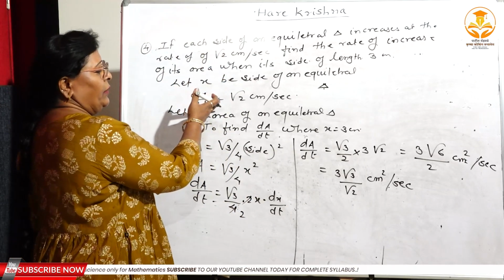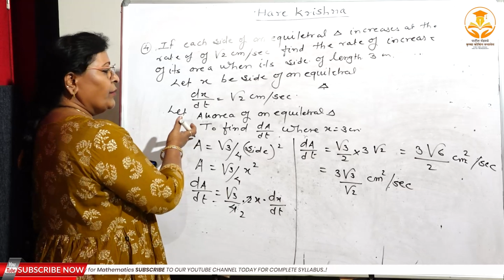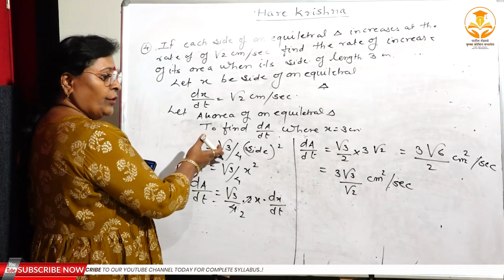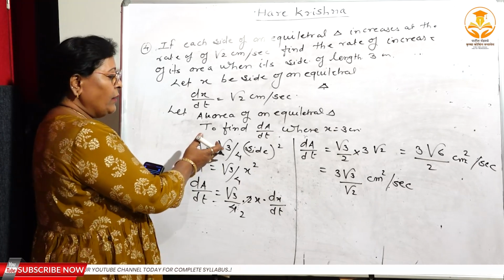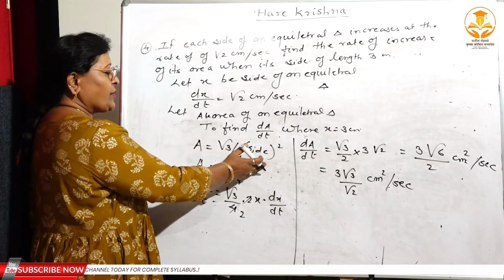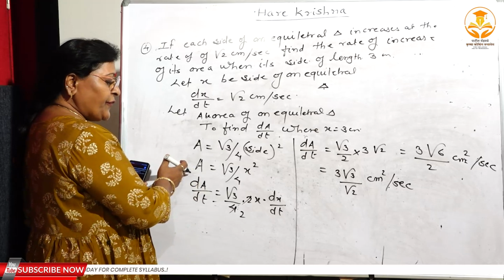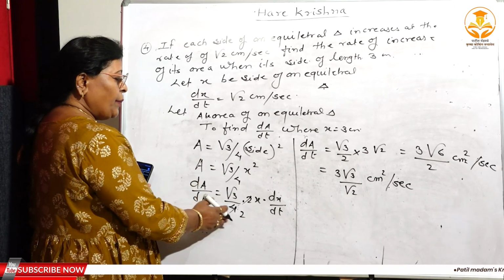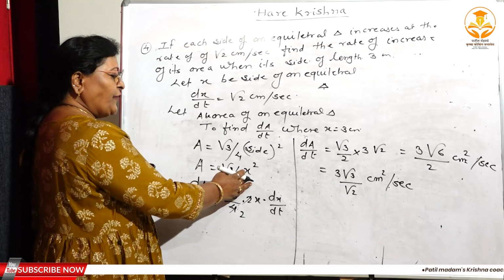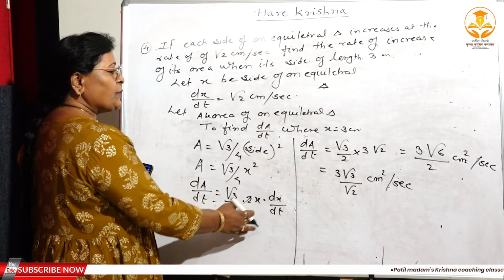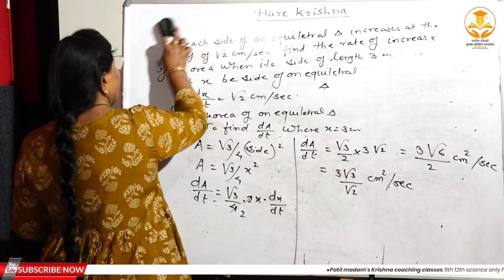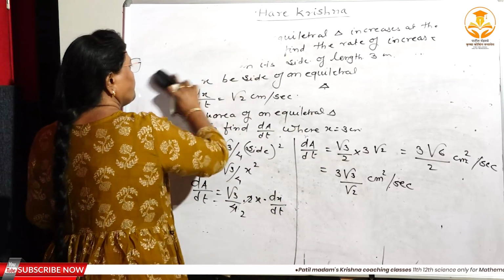They have given the rate of the side and you have to find out the rate of the area, isn't it? So the area of an equilateral triangle, you know, is root 3 by 4 into side square, means x square. You have to differentiate with respect to t, dA by dt. It is nothing but root 3 by 4 remains as it is, and the derivative of x square is 2x into dx by dt. Substituting the values, you will get the result, isn't it? Very, very simple examples are there.